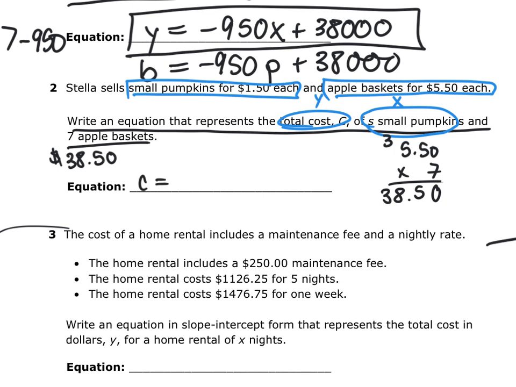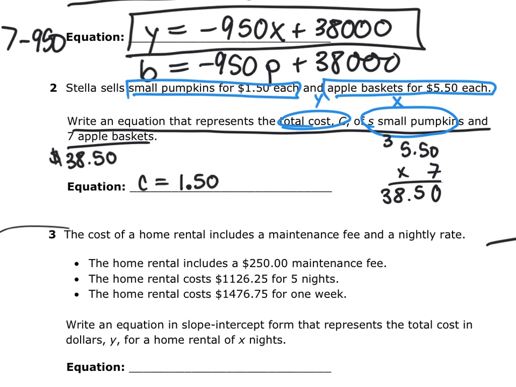So I'm going to say C equals, and then I need to think about what my rate of change is here. So I know that the apple baskets were $5.50 each, but I also know that I bought 7 apple baskets and that we've already taken that into account. That was $38.50. The number that I need to multiply by for the small pumpkins is $1.50. Each small pumpkin costs $1.50.